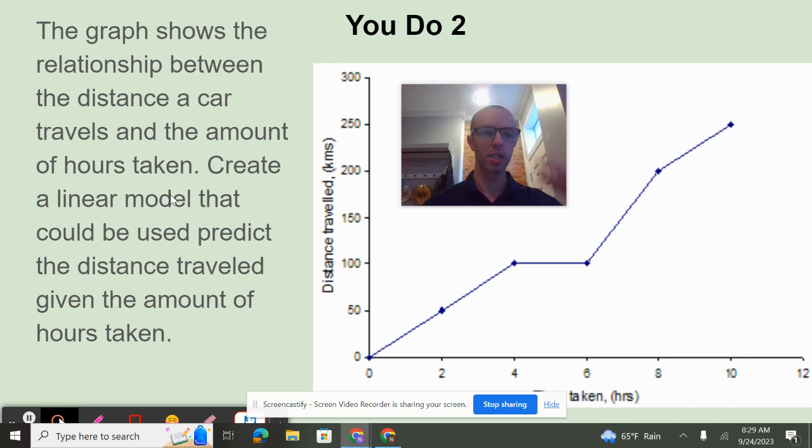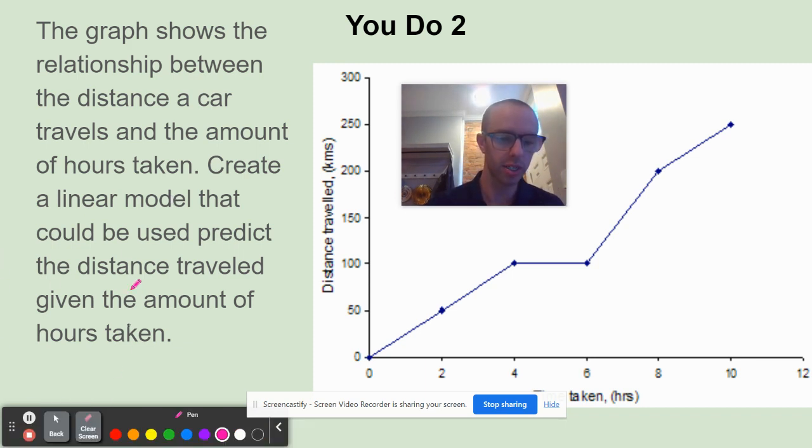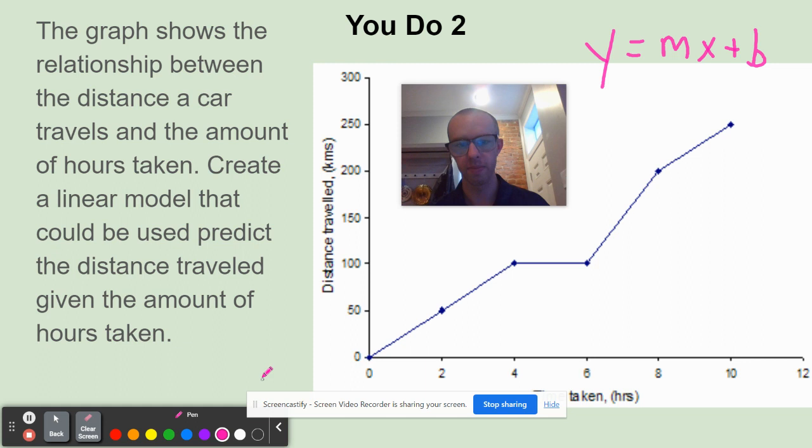All right. Hopefully you're unpausing and that you've successfully approached this question. I'll go through it kind of quickly since it's the UDO. The graph shows the relationship between the distance a car traveled and the amount of hours taken. To model that, create a linear model that could be used to predict the distance traveled given the amount of hours taken. So it's asking us to create a linear model, so you should have known we were going to use y equals mx plus b.